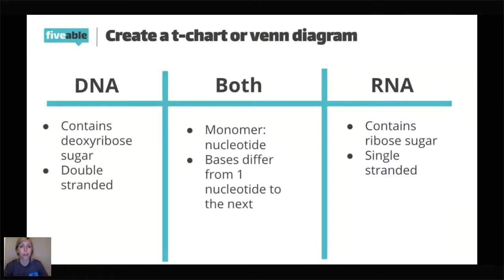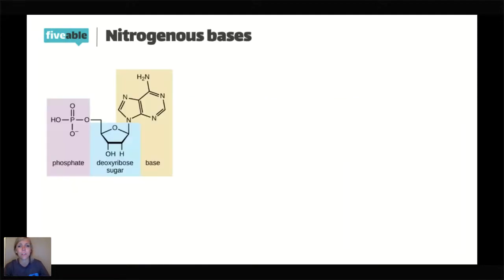So if you go to your T-chart, hopefully you've been filling it in as we go. It does help to keep filling it in as you understand. We've got DNA contains deoxyribose. RNA contains the ribose sugar. DNA is double-stranded. RNA is single-stranded. They both are made up of nucleotides, but not the same identical nucleotide, because if you look at that second bullet point, the bases differ from one nucleotide to the next, which is what you guys mentioned previously when you said this one contains thymine, this one contains uracil, and so on.